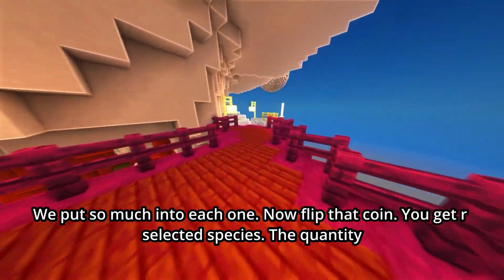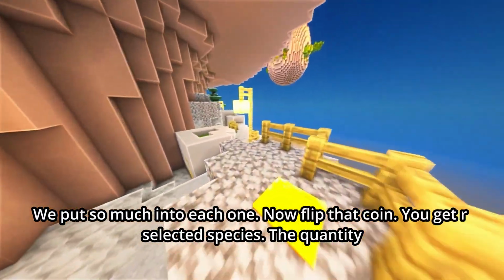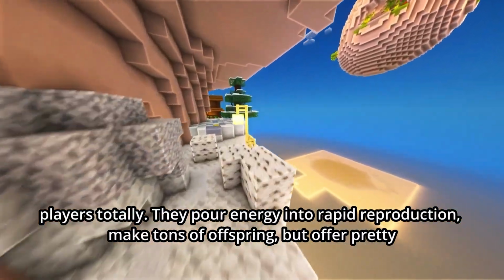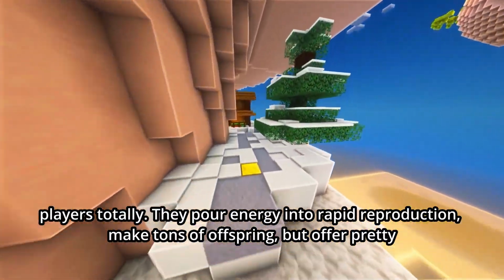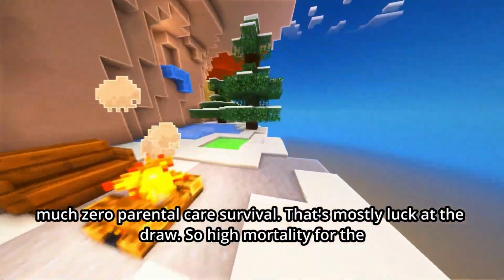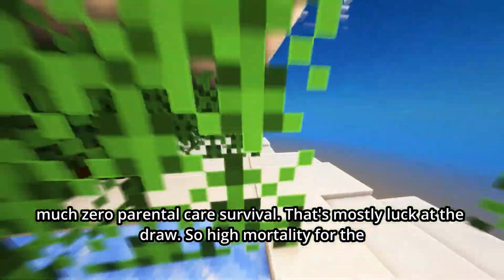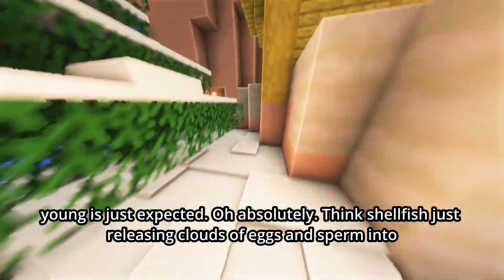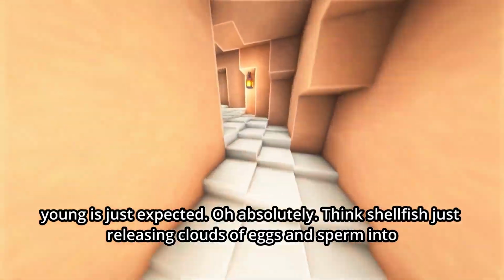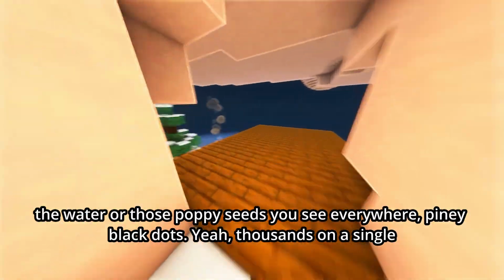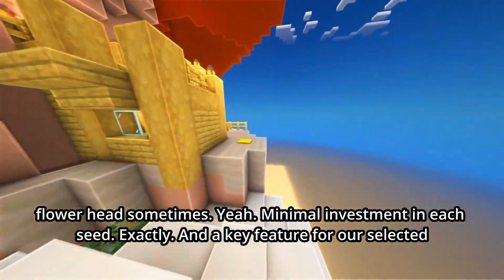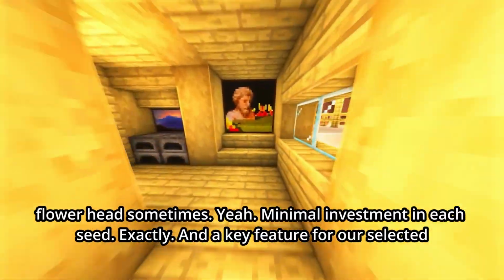Now, flip that coin, you get R-selected species. The quantity players. Totally. They pour energy into rapid reproduction, make tons of offspring, but offer pretty much zero parental care. Survival is mostly luck of the draw. So high mortality for the young is just expected. Oh, absolutely. Think shellfish just releasing clouds of eggs and sperm into the water. Or those poppy seeds you see everywhere, tiny black dots. Yeah, thousands on a single flower head sometimes. Minimal investment in each seed.